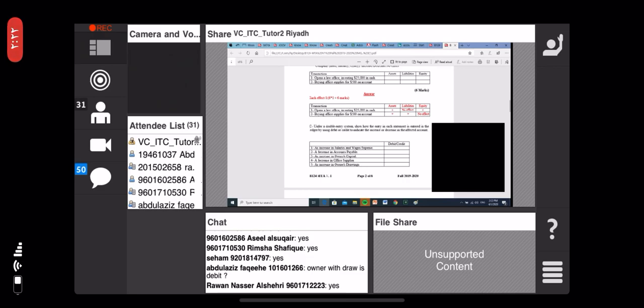Owner withdrawing means withdraw, or sometimes we can say drawing. Drawing means normal balance debit. When the drawing increases, you put it in debit and you prepare a journal entry, drawing to cash. So now we will go to question number 2.